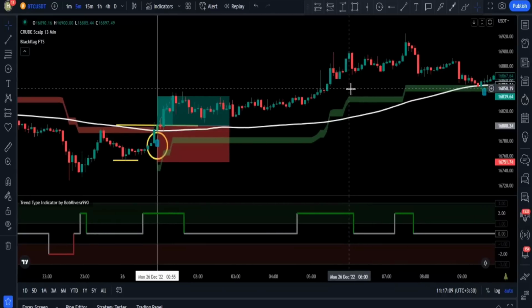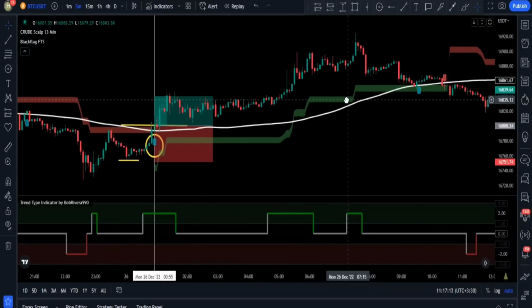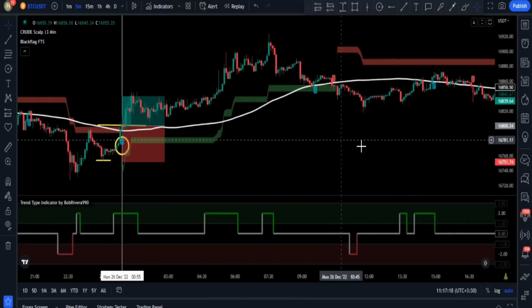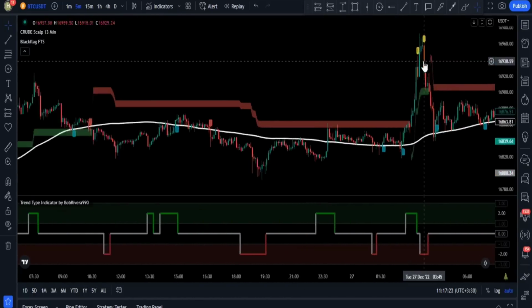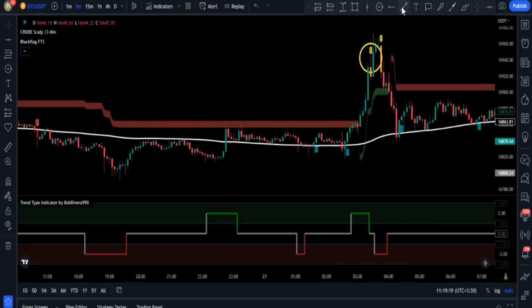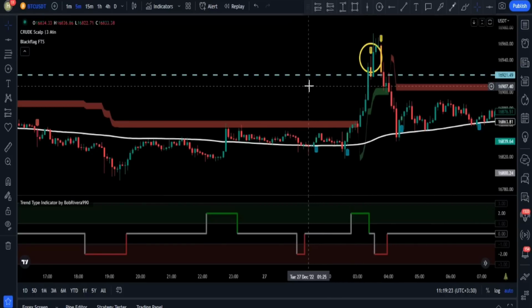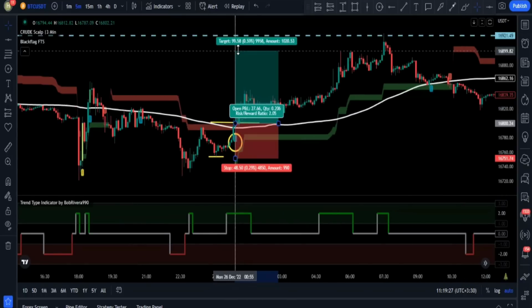For exiting the trade, I got a signal which is given by the intraday buy sell indicator. And I'll use this signal to exit the trade. See this? Here is my exit signal. I draw a horizontal line on this candlestick and I exit the trade at this price.